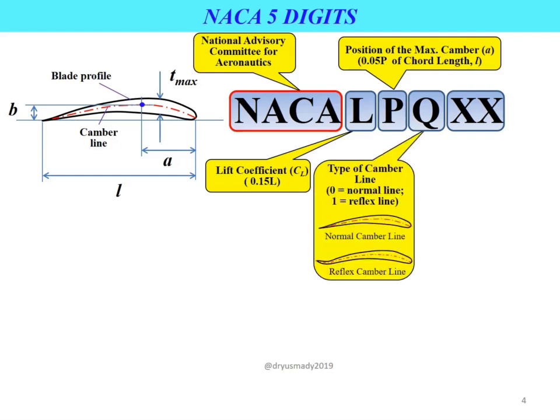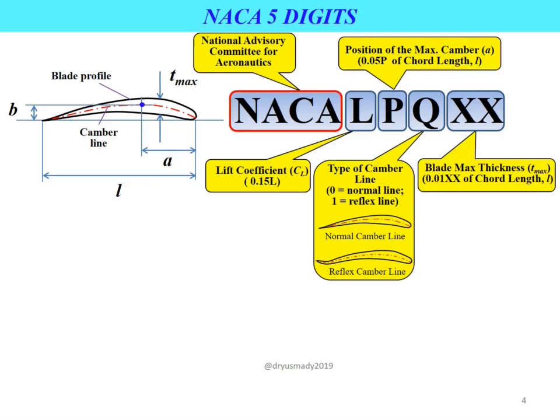The fourth term in this code is the Q code, which represents the type of camber line. There are two types of camber line. The value of Q will be 0 if the blade profile uses the normal camber line, as shown by the first figure of camber line. The value of Q will be equal to 1 if the blade profile uses the reflex camber line, as shown by the second figure of camber line.